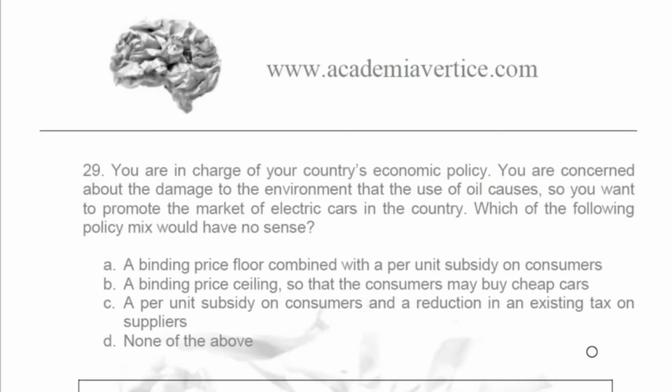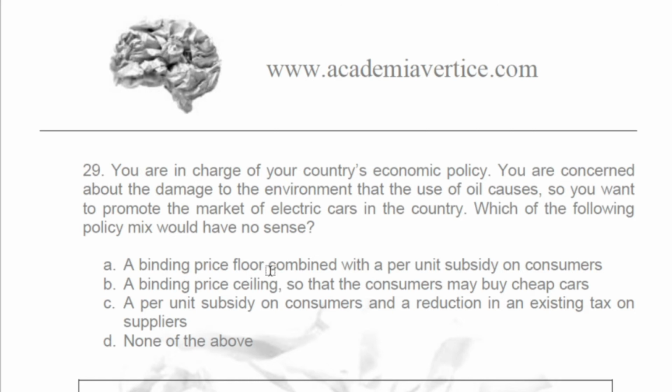Well, 29. You are in charge of your country's economic policy. You are concerned about the damage to the environment that the use of oil causes. So you want to promote the market of electric cars in the country. Which of the following policy mixes would have no sense? Okay, you want to promote the electric car industry in the country. So you want more electric cars to be sold, to be exchanged. Okay, you want to increase the quantity exchanged. Which of the following policy mixes would have no sense?